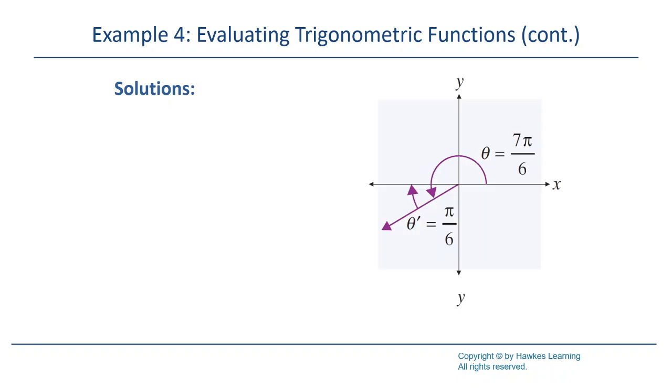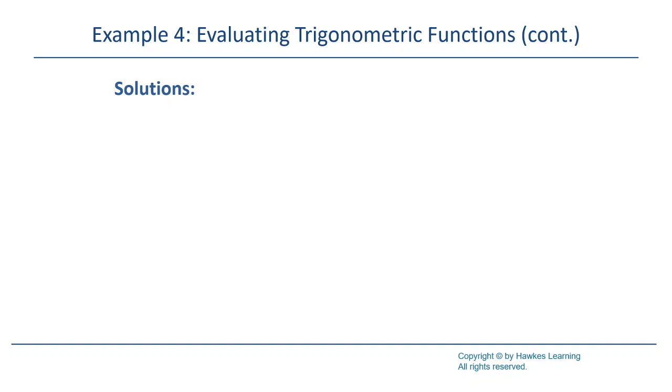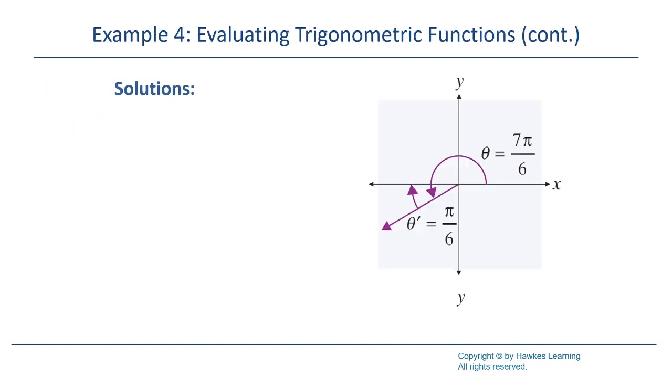So we don't know cosine of 7 pi over 6, but we do know cosine of pi over 6.